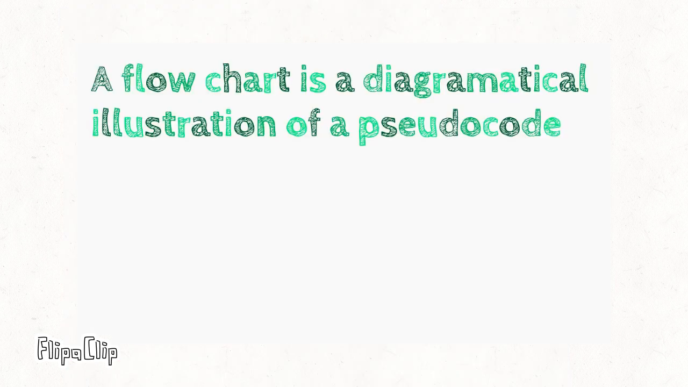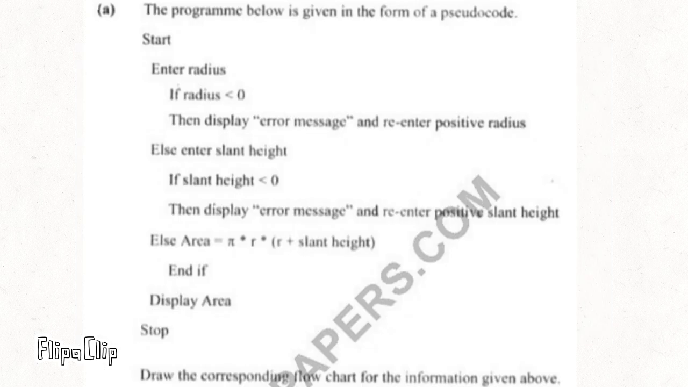Alright, so now let's just define a flowchart. A flowchart is simply a diagrammatical illustration of a pseudocode. So to break it down from that complicated English, a flowchart is like a diagram version of a pseudocode. Alright, so now we're going to answer a question that's asking us to draw a flowchart. This one is from the 2020 paper 2 GCE grade 12 exam.